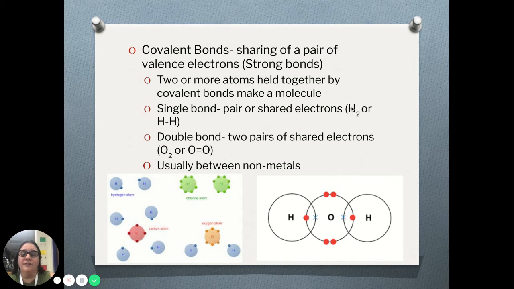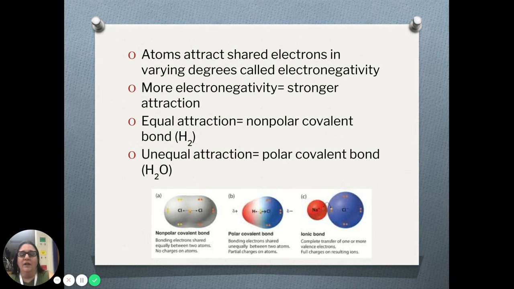You can have a single bond, like hydrogen to hydrogen, where they're only sharing the one pair of electrons, or you can have a double bond, like in oxygen to oxygen, where there's two pairs of shared electrons. And these usually occur between nonmetals. We don't need to worry so much about that because, again, like I said, we're going to be focusing on that C, H, O, and P the most.